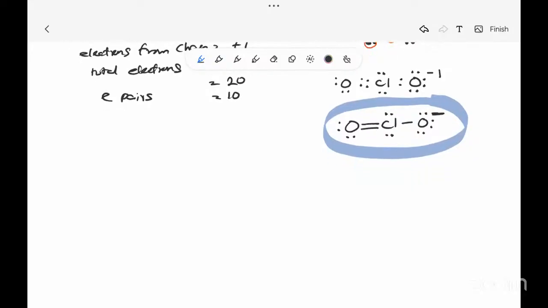Then O3. O3 is ozone. This is ozone. Here there is no argument. Oxygen should be the central atom, and there will be two oxygen atoms as the leaf atoms or terminal atoms. Right. So central atom.